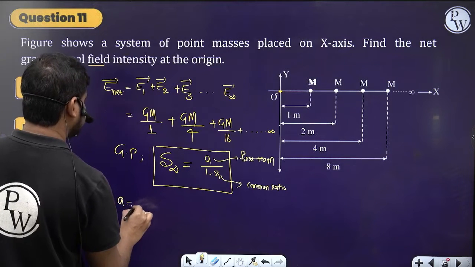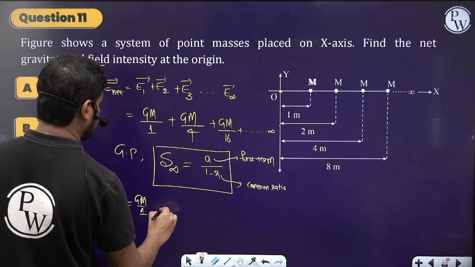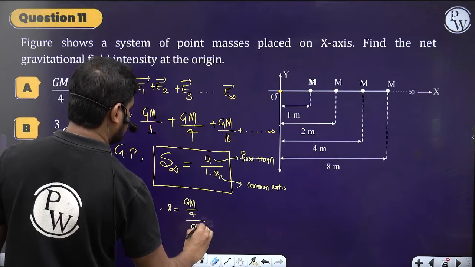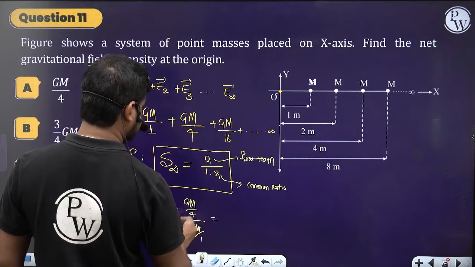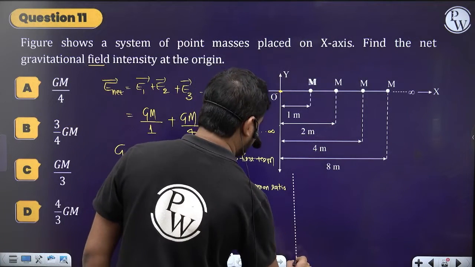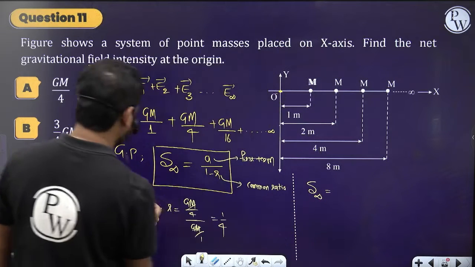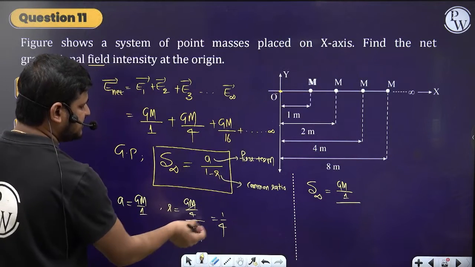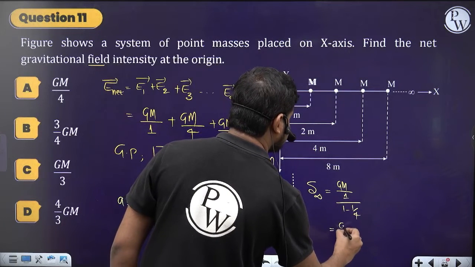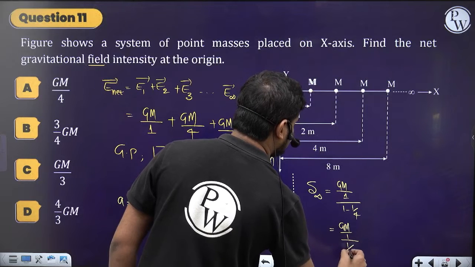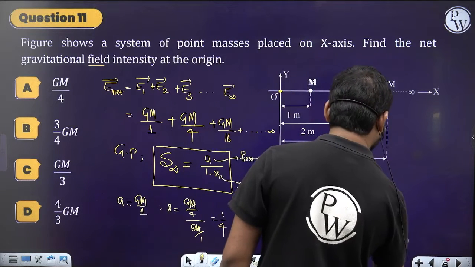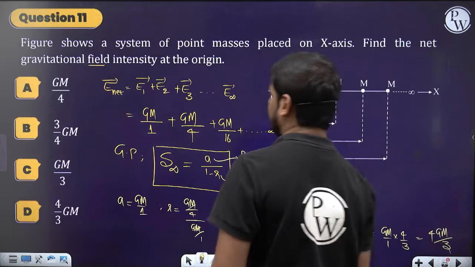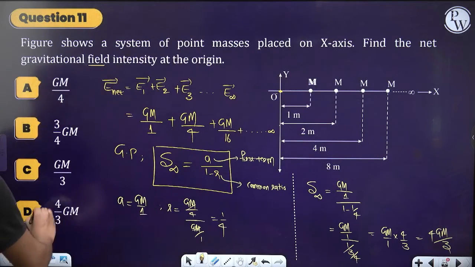What is a? a is equal to GM by 1, the first term. The common ratio r is GM by 4 divided by GM by 1. Yes or no? GM cancels, which is 1 by 4. Now S infinity, the summation of infinite terms, will be a, which is GM by 1, divided by 1 minus r, which is 1 minus 1 by 4. 1 minus 1 by 4 is 3 by 4. So we can write it as GM by 1 into 4 by 3, which is 4GM by 3, option D.